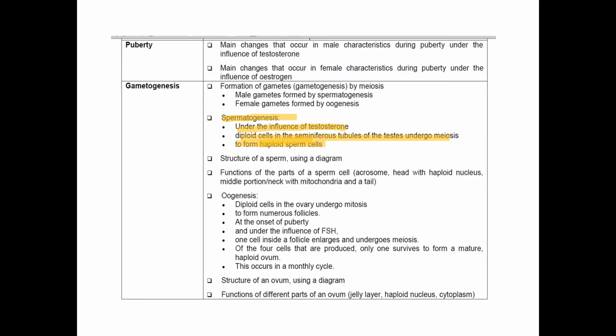Structure of a sperm using a diagram. In here, you must know the functions of the parts of the sperm, the acrosome, the head with the haploid nucleus, the middle portion, the neck with the mitochondria, and the tail. Here also, please highlight oogenesis. This is all that you need to know for oogenesis in your exam guidelines.